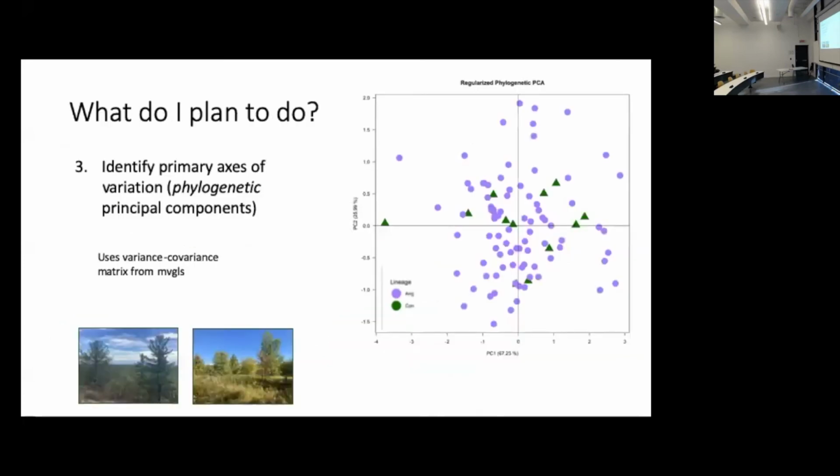So the first thing is to use the model that we fit in the variance covariance matrix to identify primary axes of variation using the phylogenetic principal components. So here we have the same data. We have angiosperms in purple and conifers in the green triangles, and we can identify the primary axis of variation.